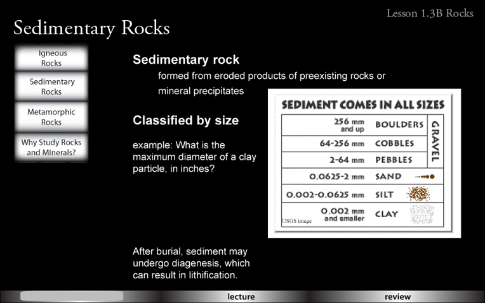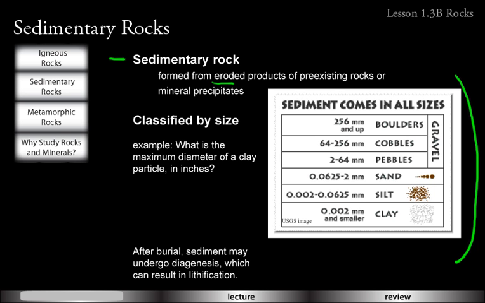Well, let's move on to sedimentary rocks. Sedimentary rocks are formed from eroded products of pre-existing rocks or mineral precipitates. So they can be formed from pre-existing rocks, or they can be formed from mineral precipitates. And sediment is usually classified by size, and we can see this diagram over here. 256 millimeters, that would be about 25.6 centimeters, which is about 10 inches.